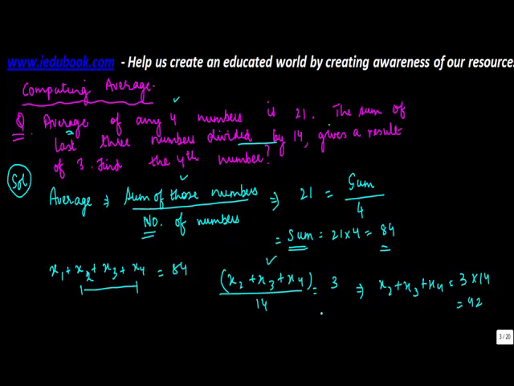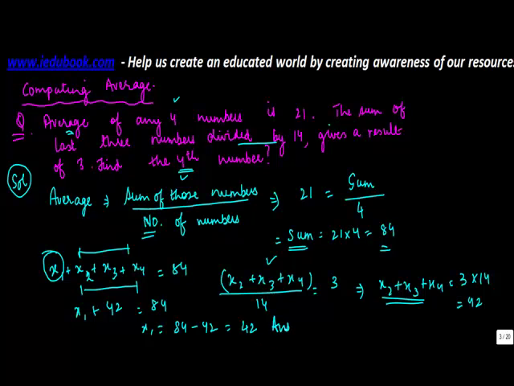Right? Find the fourth number, so I have to find out x1. Now I know the sum of these three numbers is 42. I just put it here, plus x1 is equal to 84, or x1 is equal to 84 minus 42. So this is the detailed way of working it out.